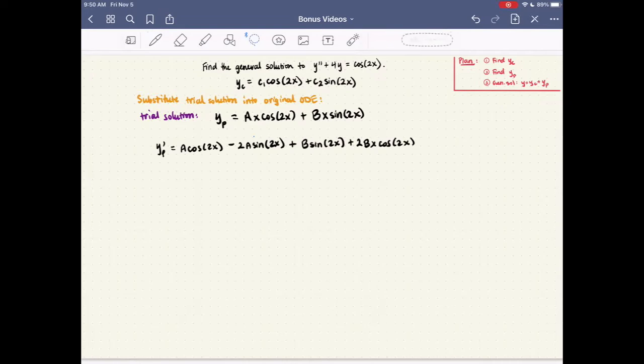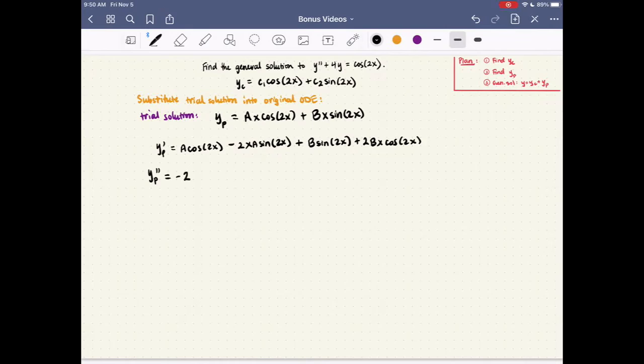2x. Oh, I'm sorry, I'm missing an x here. I was missing an x there, in case you missed that. Okay, that's the first derivative. And now I need to take another derivative. So I'm going to do some more product rules.